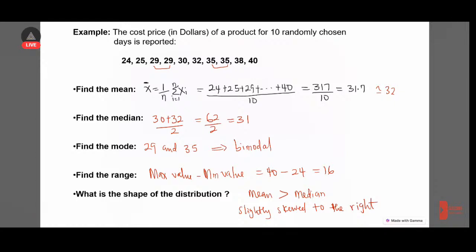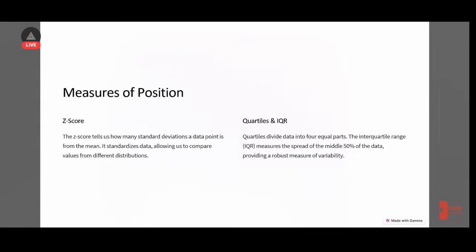And here, in the next slide, we have the measures of position. Here, I'm going to be talking about the z-score. The purpose of the z-score is to tell us how many standard deviations a data point is from the mean. So in the next video, I'll be talking more about the z-score. But here, we have the quartiles and the interquartile range. The IQR stands for the interquartile range.